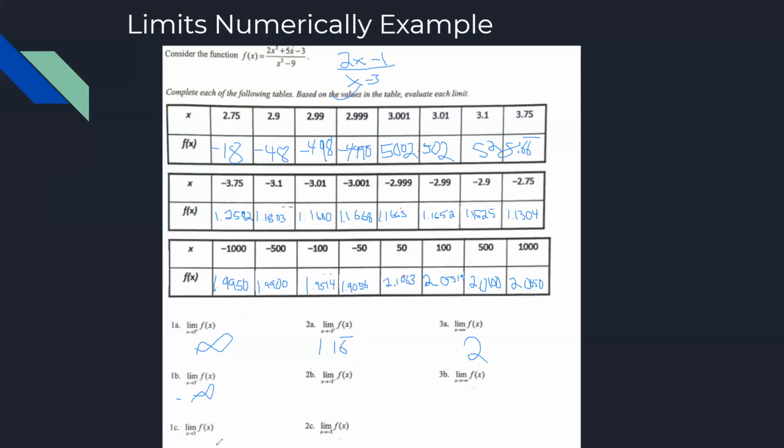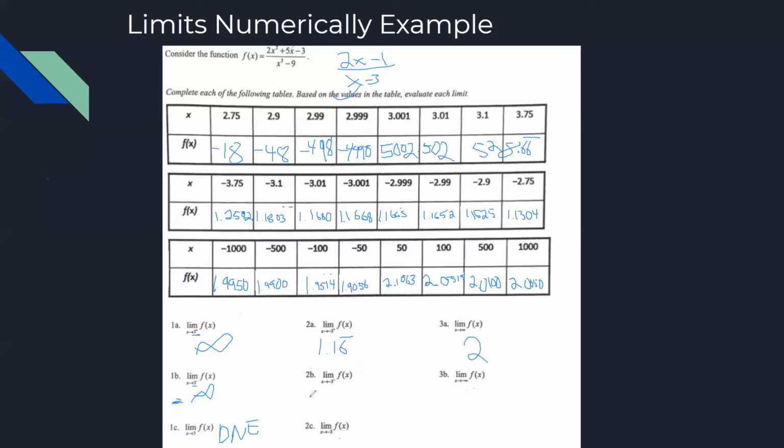So then now 1c is asking what the limit is as the function approaches 3. Based on the fact that we found the right-hand limit and the left-hand limit, we learned in the last slide that in order for the limit to exist at a value c, the left-hand and right-hand limit have to be equal to one another. And -infinity and positive infinity are not equal. Therefore, the limit does not exist, so we write d and e.